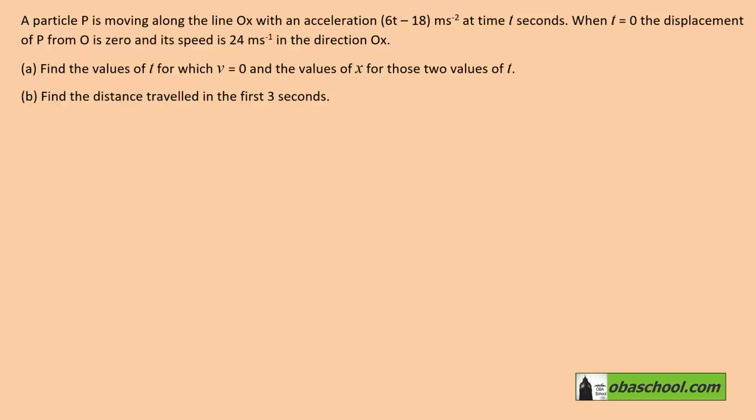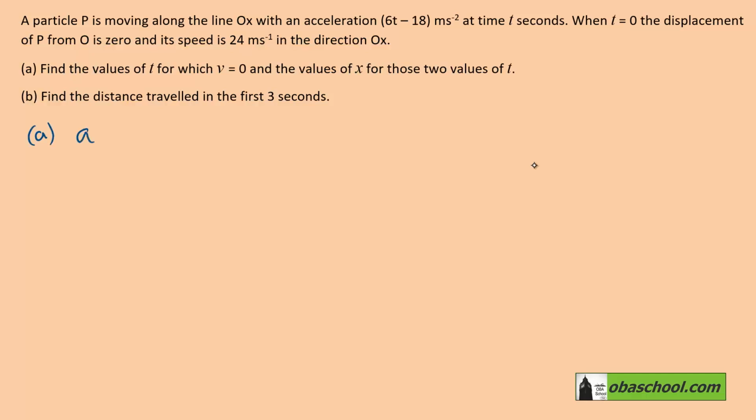Particle P is moving along the line OX with an acceleration of 6t minus 18 meters per second squared at time t seconds. When t equals 0, the displacement of P from O is 0 and its speed is 24 meters per second in the direction OX. Find the values of t for which v equals 0 and the values of x for those two values of t.